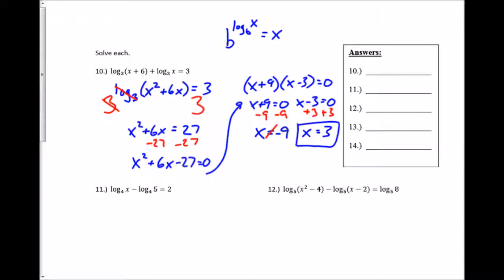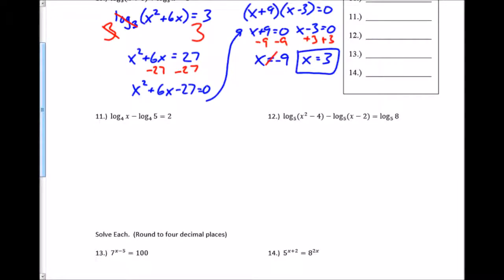In number 11, I'm going to approach this the same way. I want to combine these into one logarithm. And I can combine these using division. This is going to be log base 4 of x over 5. Again, I combine it in one logarithm, the two things being divided equals the 2.